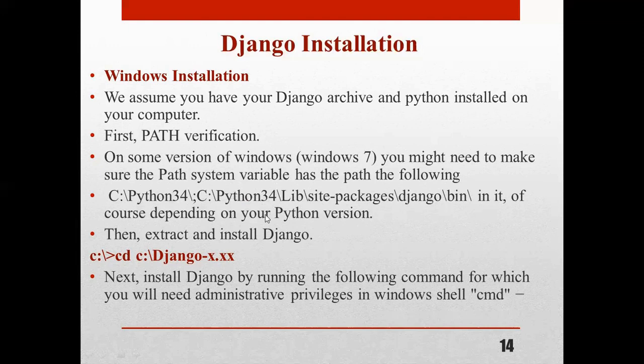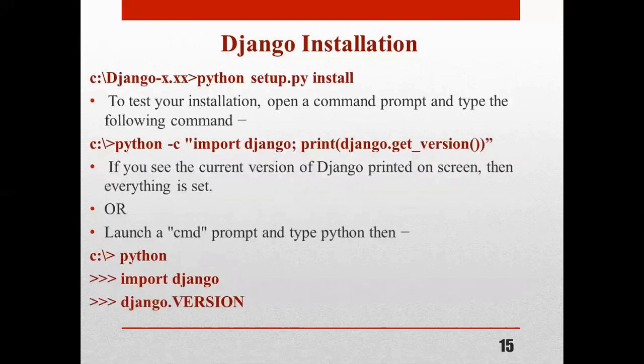Then we have to extract and install Django: write cd and move to the extracted folder of the Django web framework. Then we have to install Django by running the command on the command prompt. We move into that Django directory, and inside that we write python setup.py install on the command prompt.